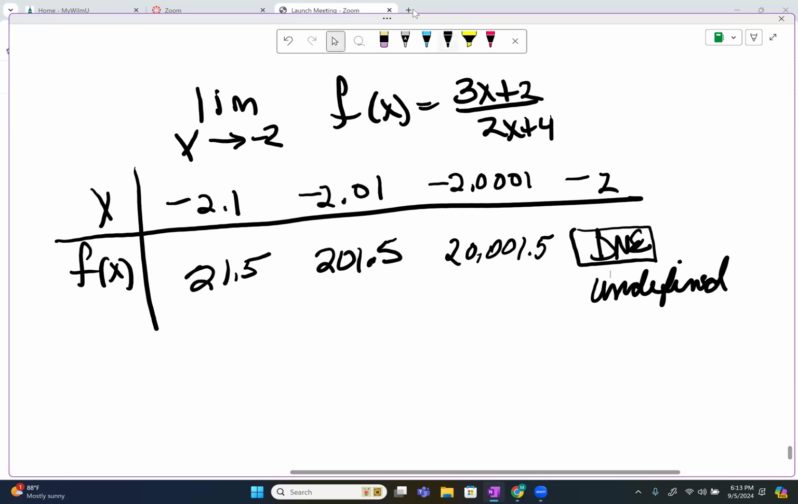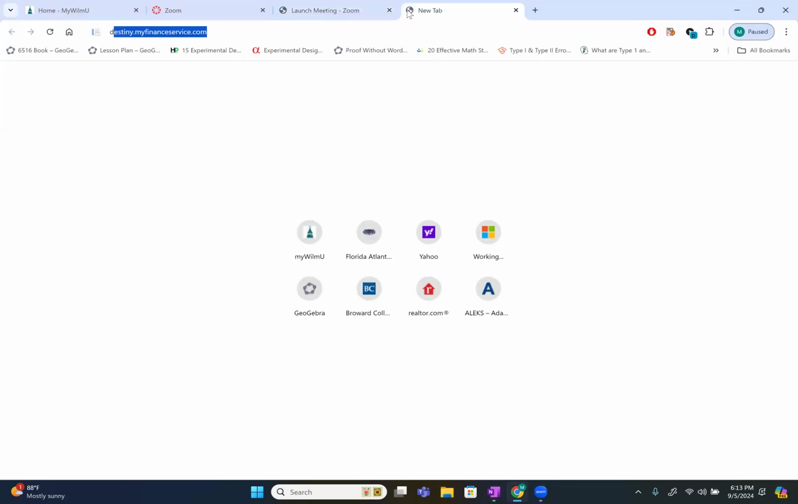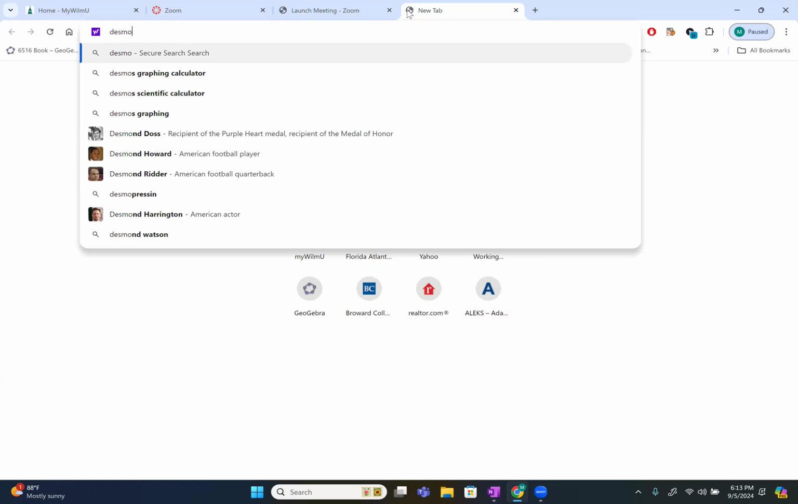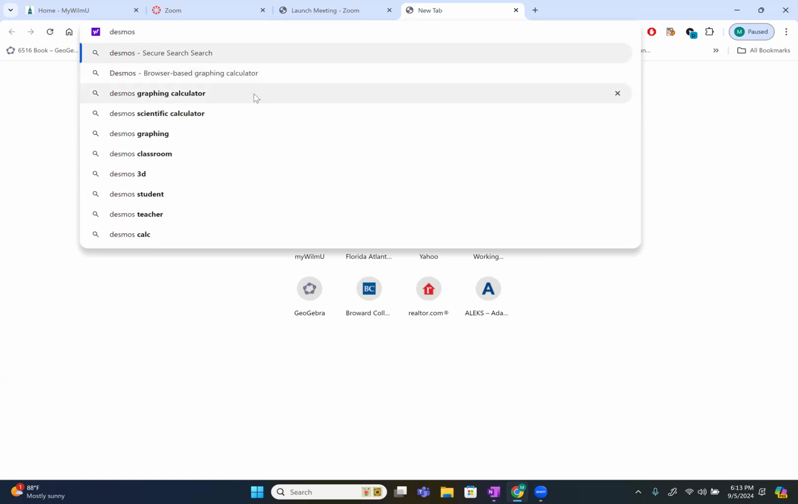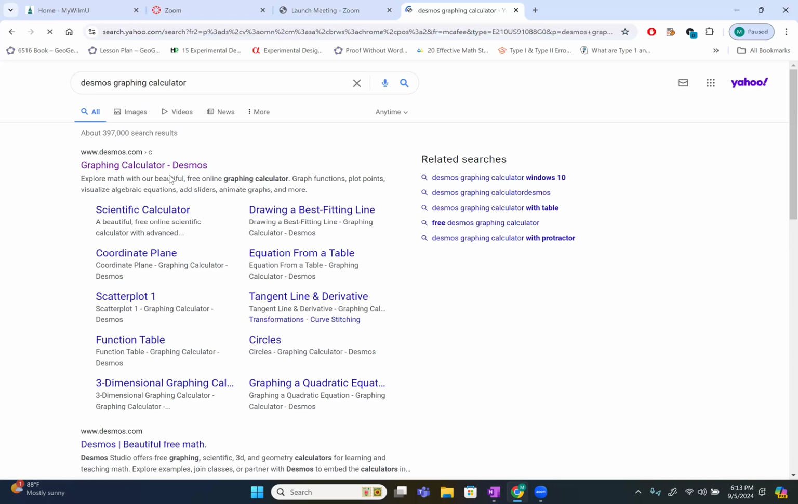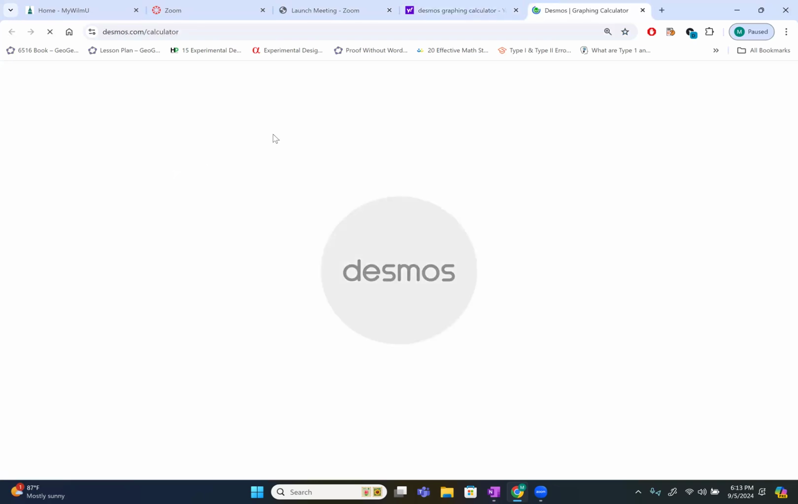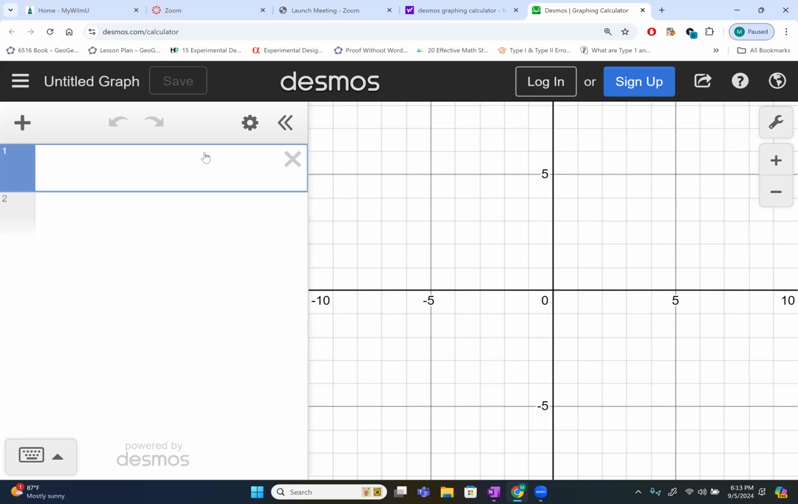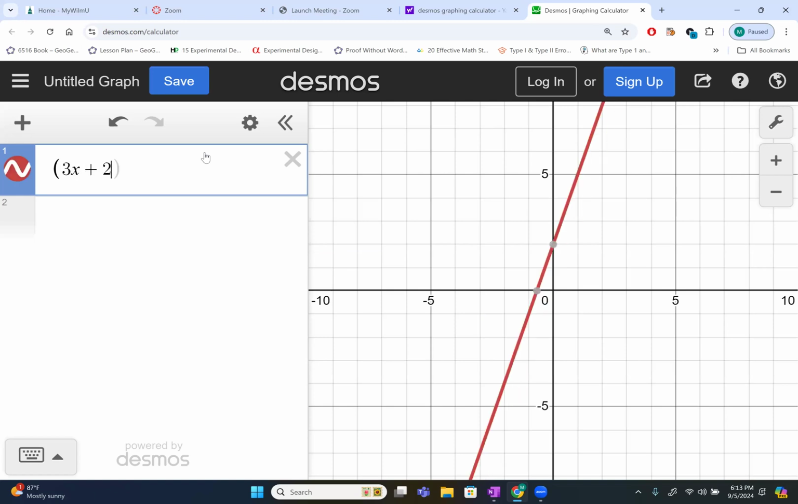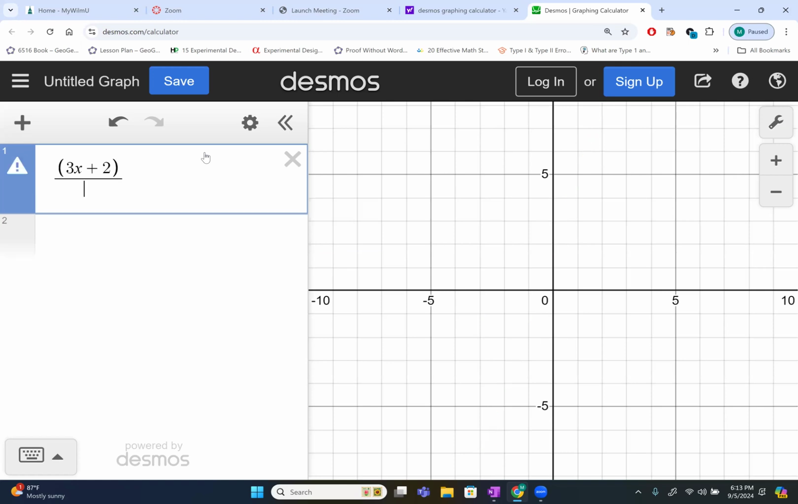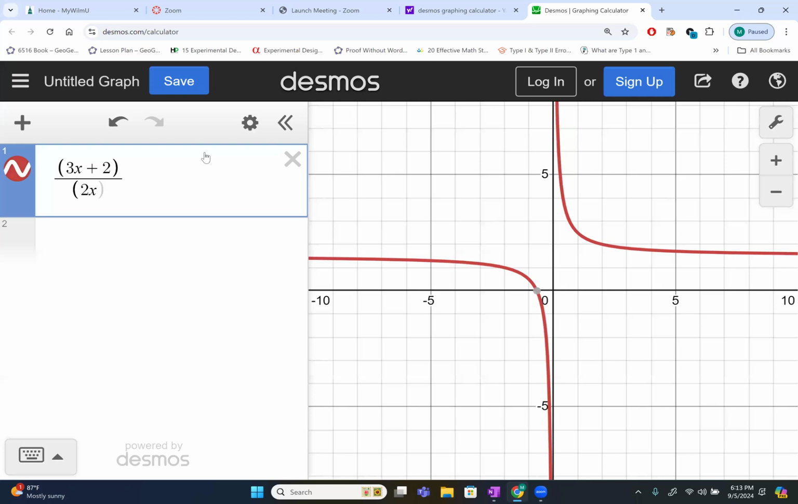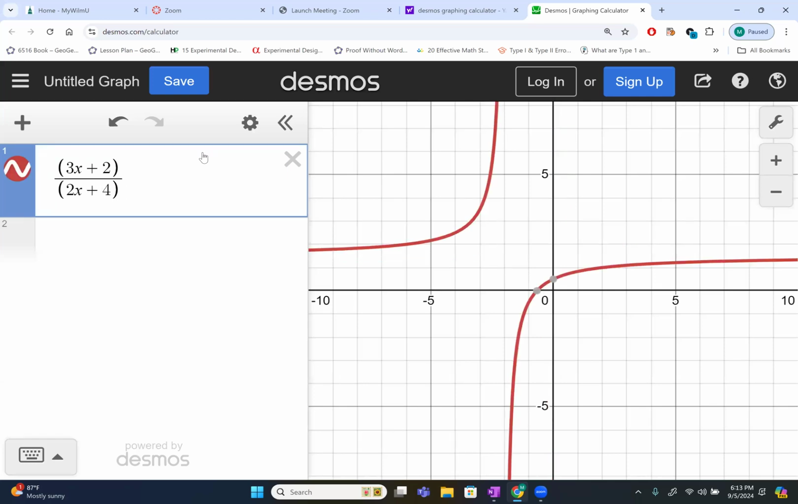And so I'm going to pull up Desmos. You should be able to see my screen. Okay, and so here we have parentheses 3x plus 2, close parentheses, divide that by 2x plus 4, close that parentheses.